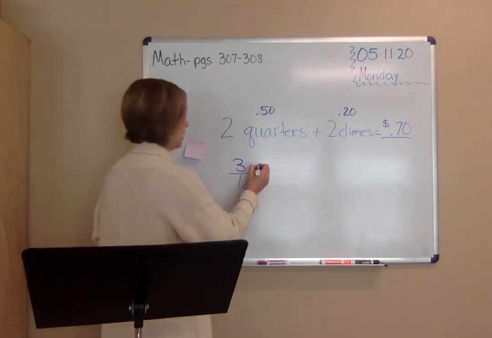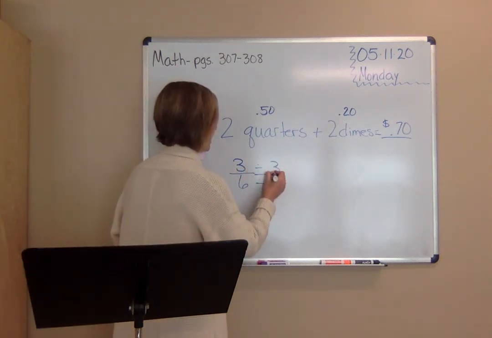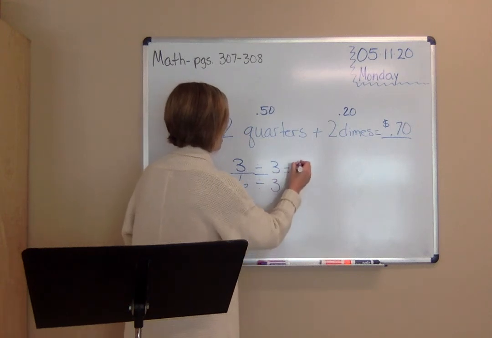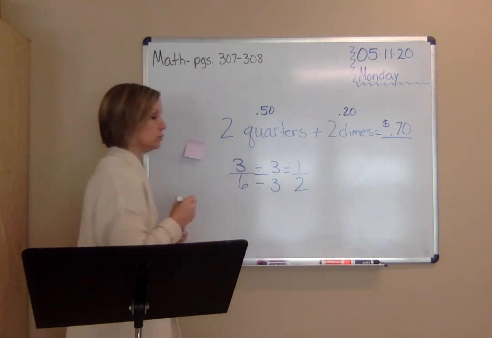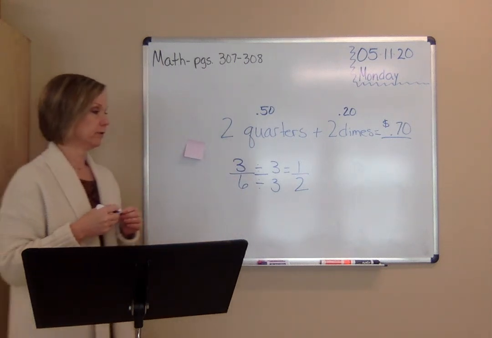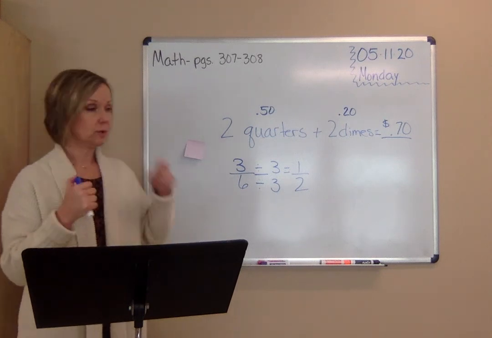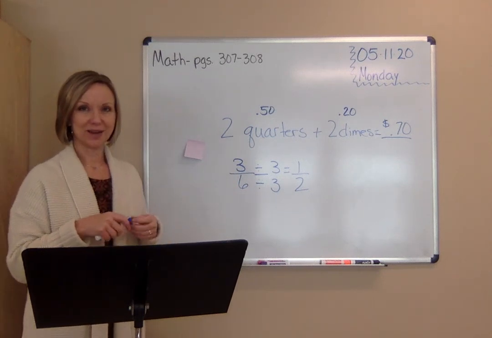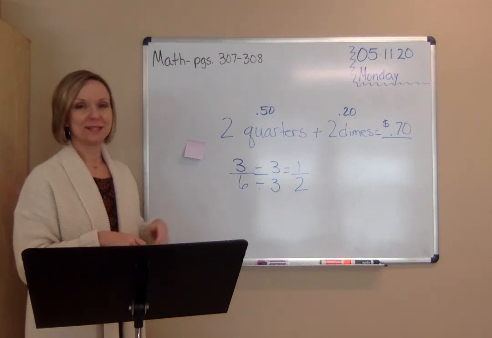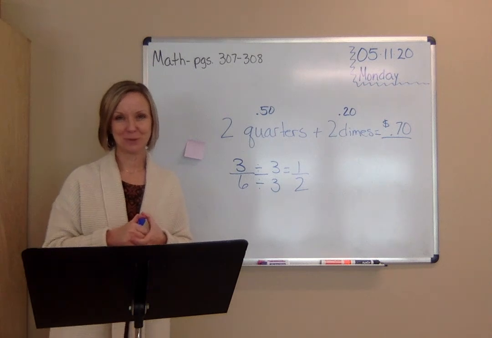So if you come up with an answer like 3/6, and you think, wait, on the 3 table, I see both 3 and 6, so I could take it down another. 3 divided by 3 equals 1. 6 divided by 3 equals 2. 1/2. And you think too, 3 is half of 6, right? So 3/6 equals 1/2. Yep, that's a good way to look at it as well.